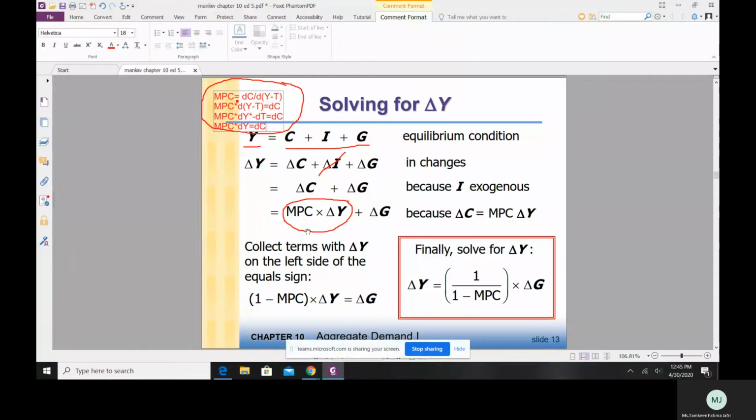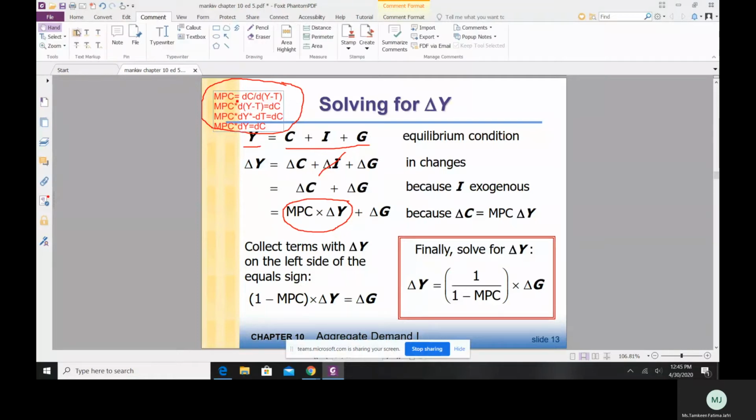Now you simply need to rearrange this equation. You collect terms with delta Y on the left hand side. So my equation transforms as follows. So finally solving for delta Y will give me this equation. Okay, so this is the final equation. This is the final equation that we get. And this is a very important equation.